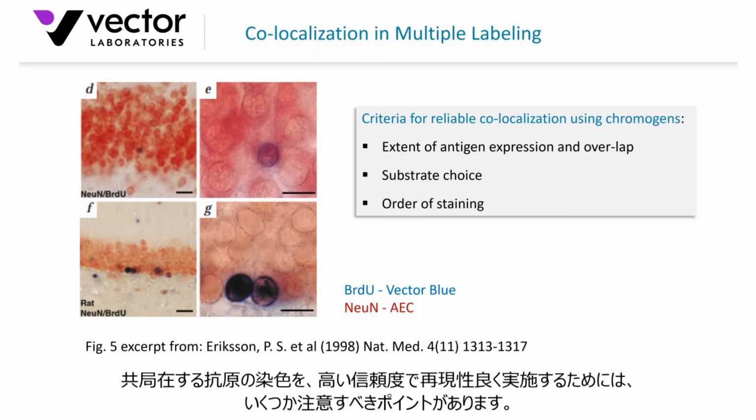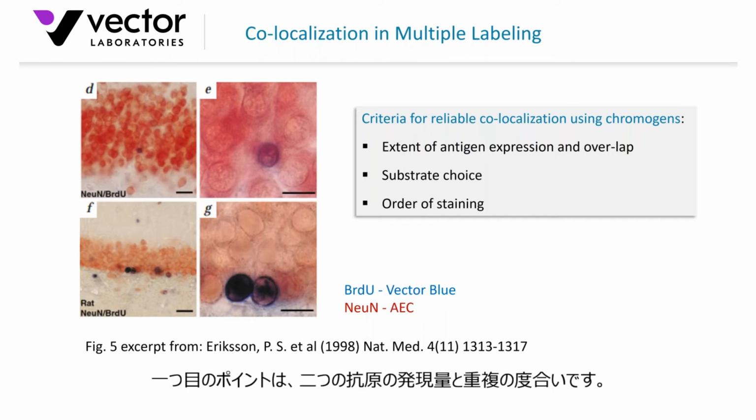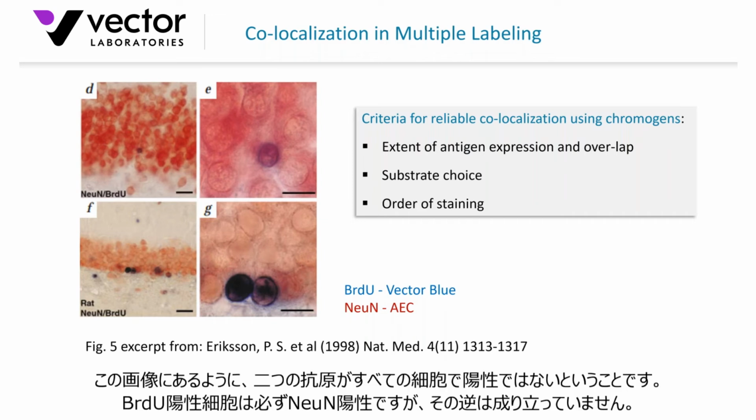I think that if you are going to do it, there are a couple of things you want to consider, crucial criteria for reliable, reproducible co-localization. One is the extent of the antigen expression and the overlap. You can see here on the left-hand side, not every cell is positive for both of the antigens, and I call that 100% overlap. Sure, it's 100% overlap for the BrdU with the NeuN, but not vice versa. I think that helps with the interpretation of the staining.